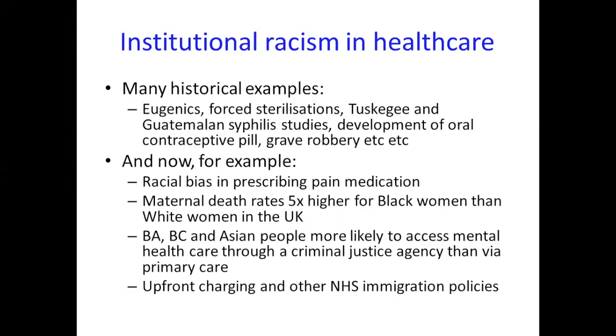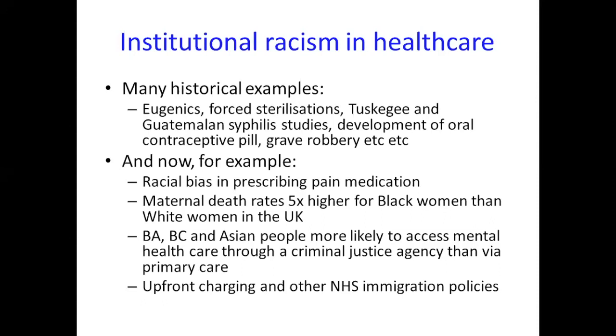So for example, there's lots of studies in the US that shows there's a racial bias in prescribing pain medication. So it's been shown that American doctors are more likely to give insufficient pain medication to people from African American and Hispanic backgrounds because they feel, one example has been, that they have thicker skin, so they don't experience pain as much. And also they think they're more likely to become addicted to drugs, so they don't want that to happen, so they prescribe them less. More recently, in the UK, we've had reports of maternal death rates being 5 times higher for Black women than for white women in the UK.